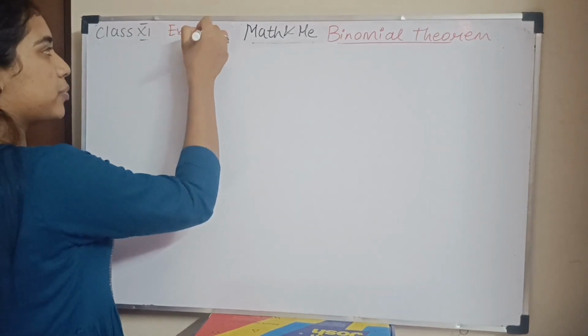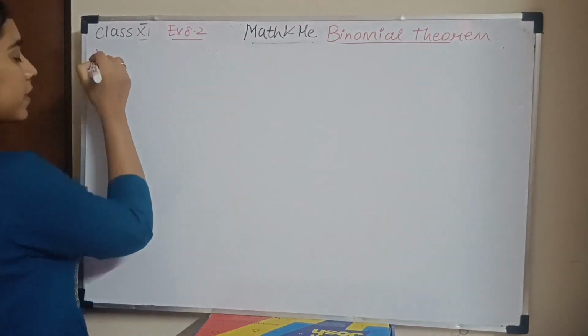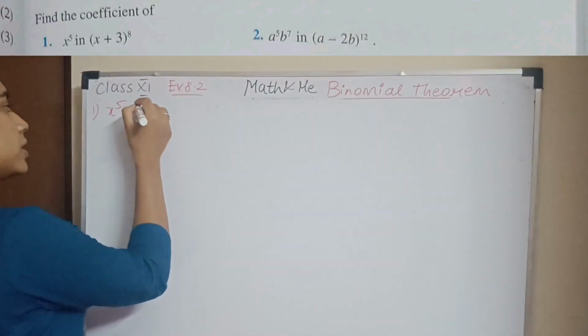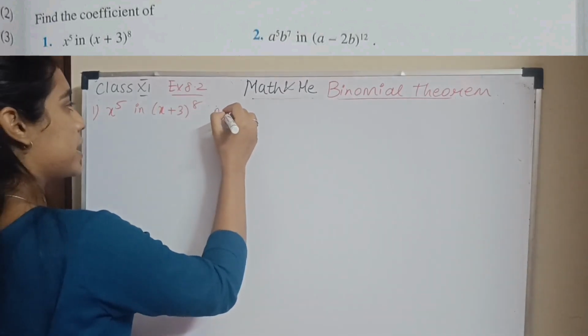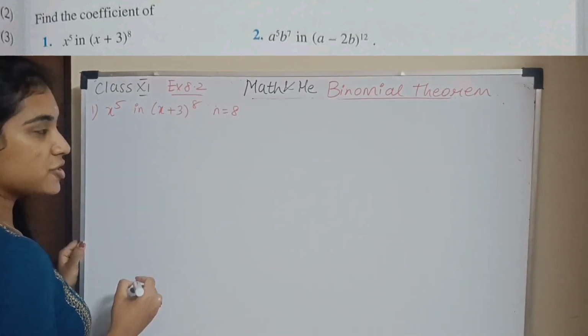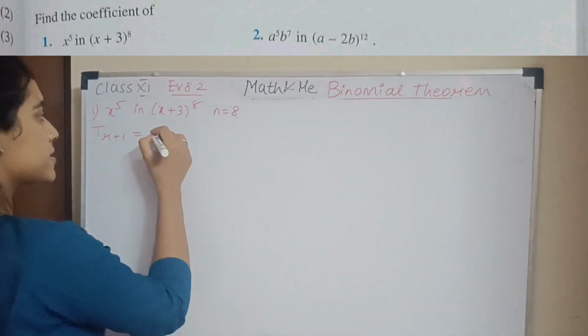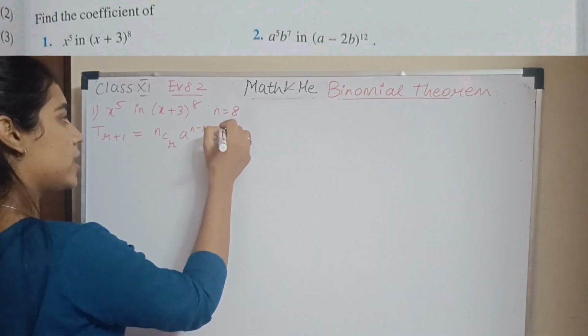Exercise 8.2, question number 1. Find the coefficient of x power 5 in (x + 3) to the power 8. So what is my n? It is 8. What is my general form? T of r plus 1 equals nCr a to the n minus r b to the r.